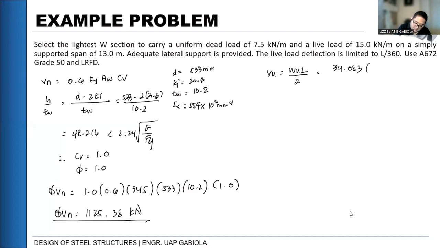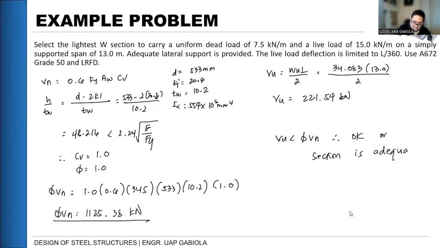So 34.083 times 13.0, WL lang, over 2. So VU natin is 221.54 kilonewton. Since VU natin is less than sa phi VN natin, therefore, okay. Section is adequate for shear. Okay? So, okay din siya for shear.